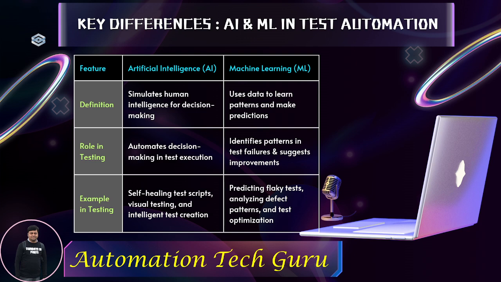If we go through the definitions, AI simulates human intelligence for decision making, but machine learning uses data to learn patterns and make predictions. Role in testing: AI automates decision making and test execution, but machine learning identifies patterns in test failures and suggests improvements. Examples in testing: AI means self-healing test scripts, visual testing, and intelligent test creation. But for ML, it is predicting flaky tests, analyzing defect patterns, and test optimization.